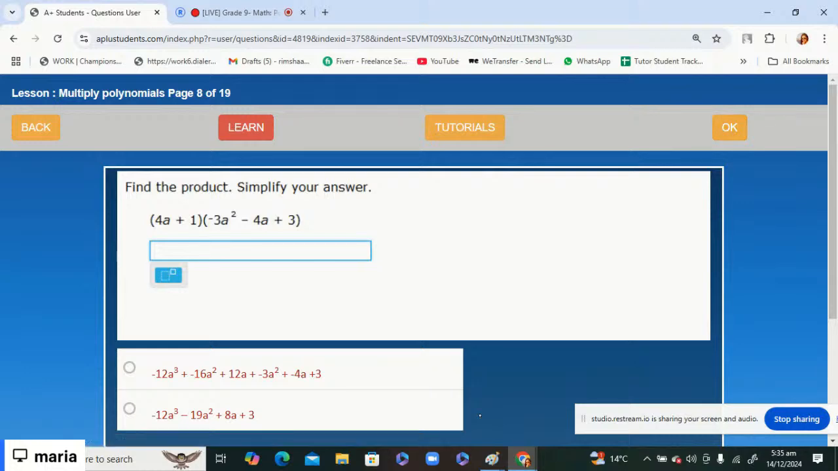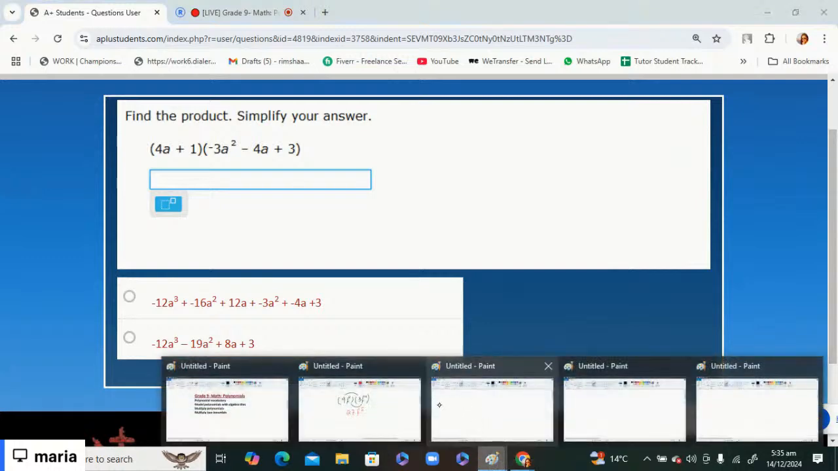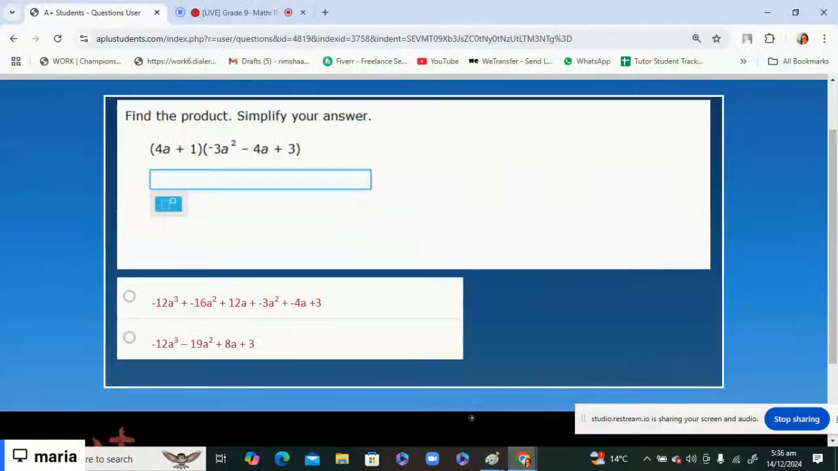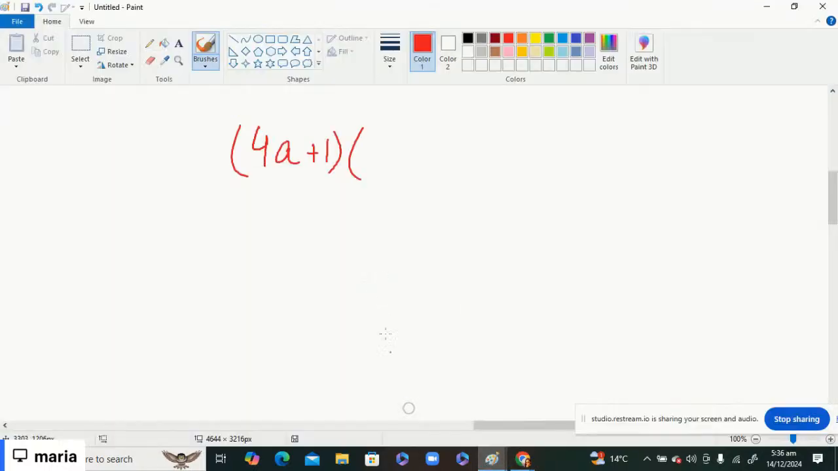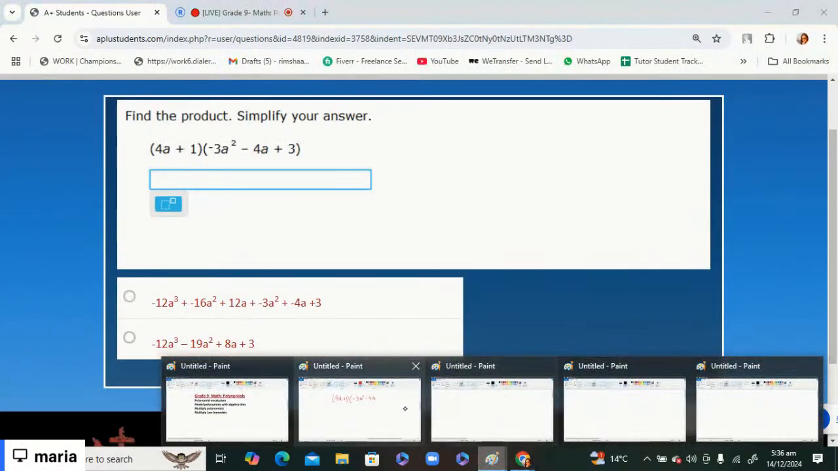Now just multiply this one. 4a plus 1. Let's do it. 4a plus 1 times minus 3a square minus 4a plus 3.